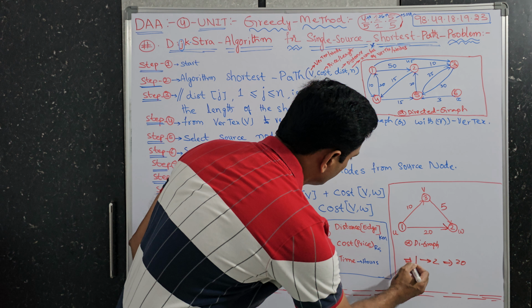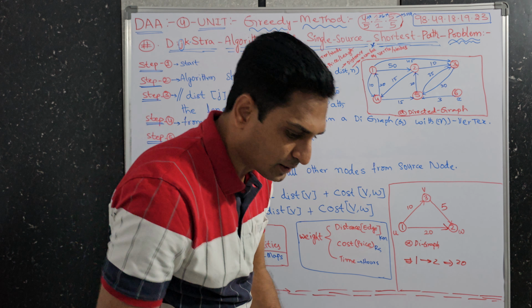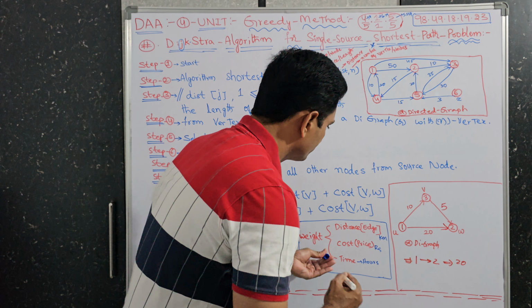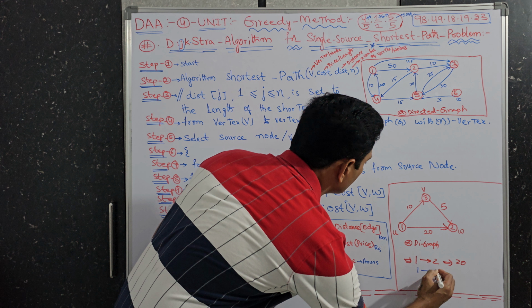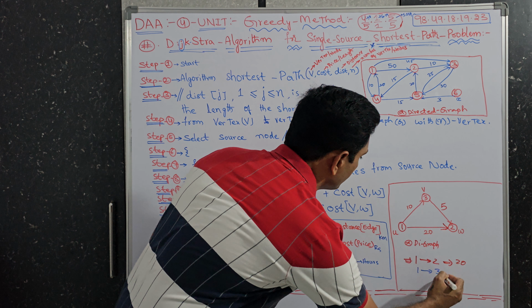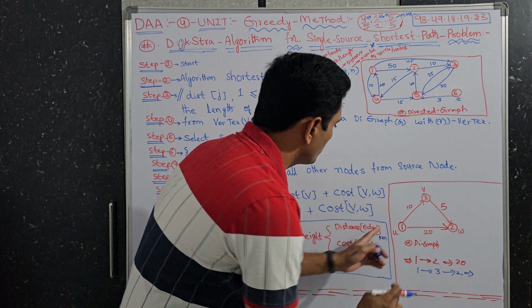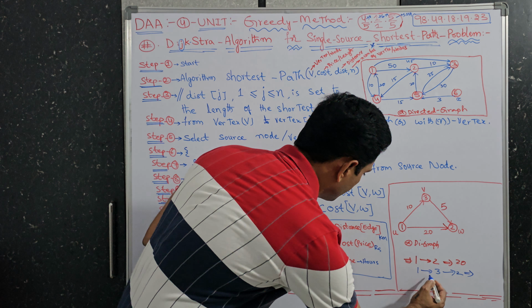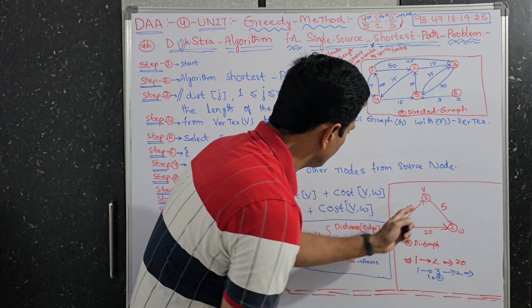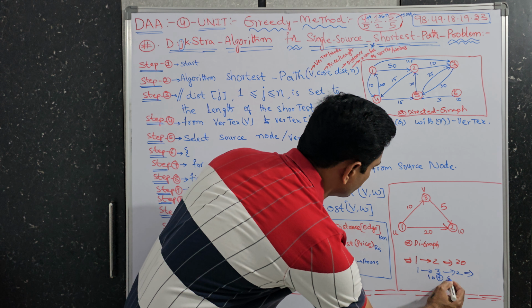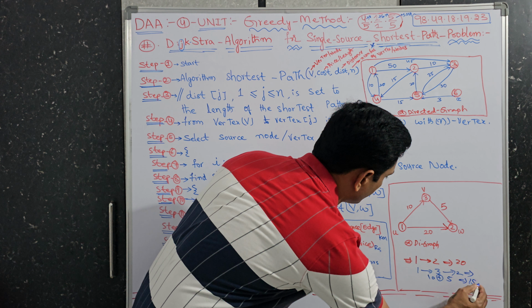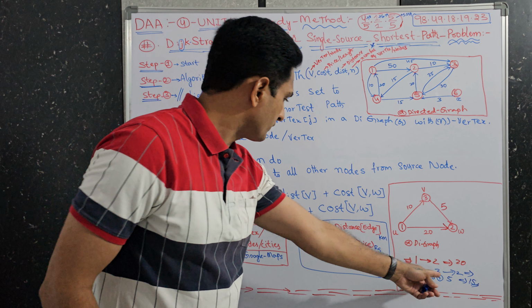We'll write with another marker. 1 to 3, and 3 to 2. You can go like that also. 1 to 3, the distance is 10, plus 3 to 2, the distance is 5. Total we have 15. This is the shorter distance compared to 20.